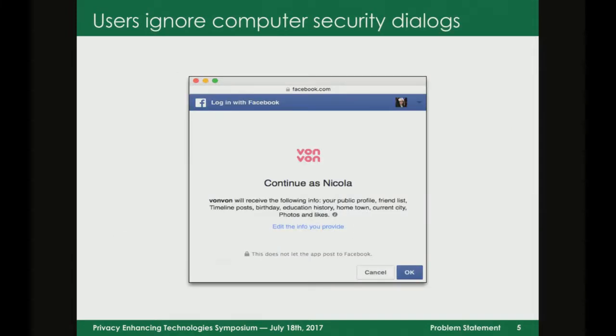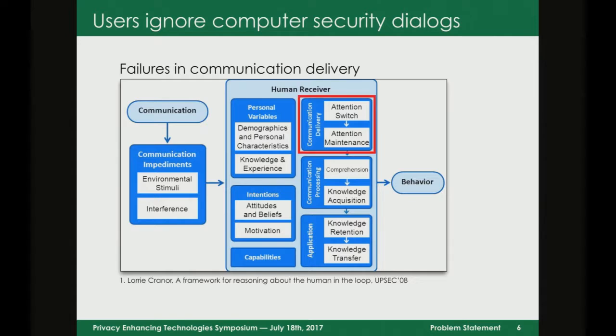Okay, so paying attention to the permissions is actually the first step in assessing the risks involved with a third-party application. Research has shown that users do not pay attention to security communications such as alerts and warnings. Similar is the case with these third-party application authorization dialogs. One of the reasons behind this is failures in communication delivery, for example, attention switch and maintenance. Most of these security dialogs fail to capture user attention and maintain it so that they read the permissions listed on these authorization dialogs.